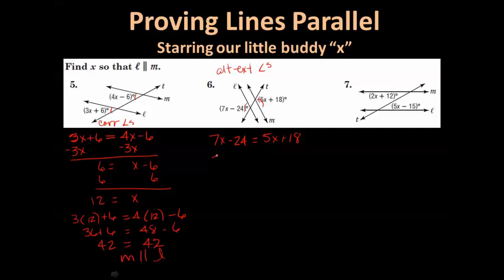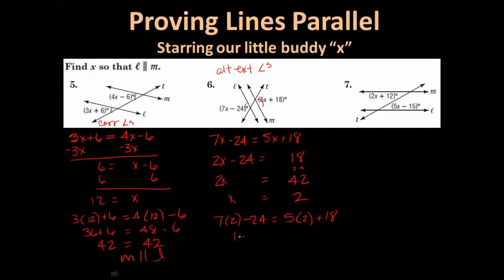This time I'm going to subtract 5x from both sides. And then I'm going to add 24 to both sides. And I have to put a little 24 there so I can do my addition. It's 42. Divide both sides by 2. I get x equals 2. Now I'm going to plug that in. Alright, so I have 14 minus 24 equals 10 plus 18.